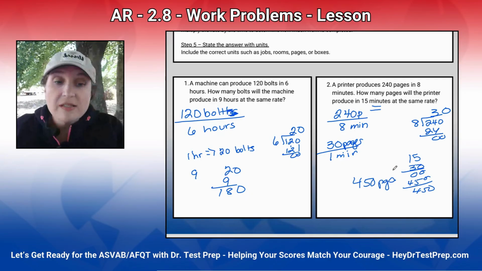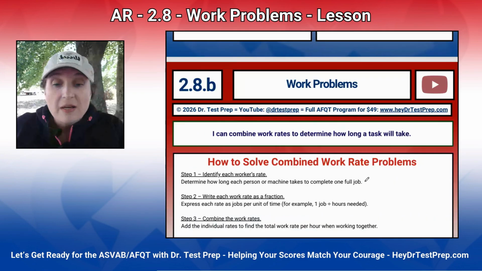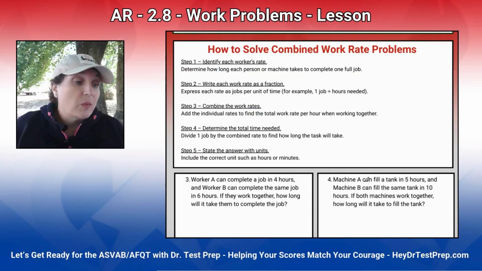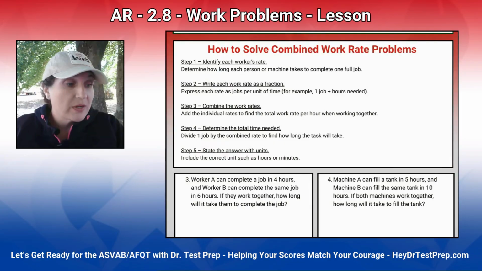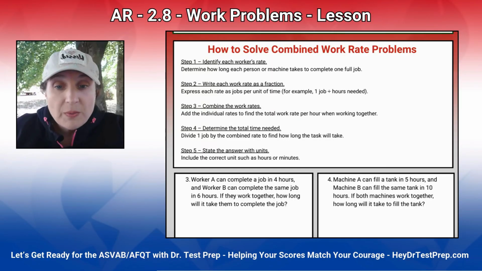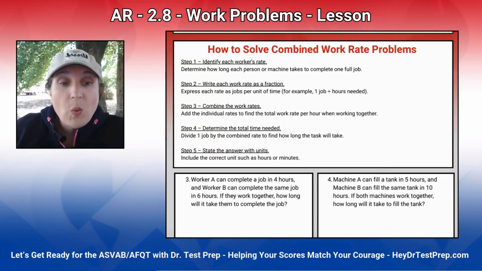Now, those are the easy ones. Now we're going to get to harder ones. So now we've got multiple workers going on at the same time, and what can they do together? So this is kind of hard. What we're going to do this time is we're going to put the number of jobs on the top.